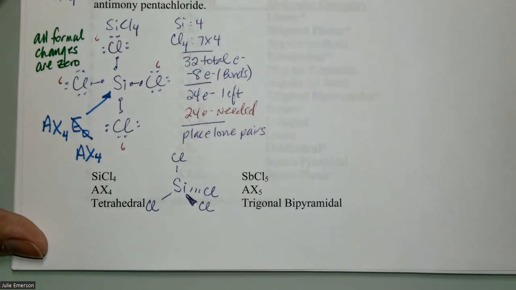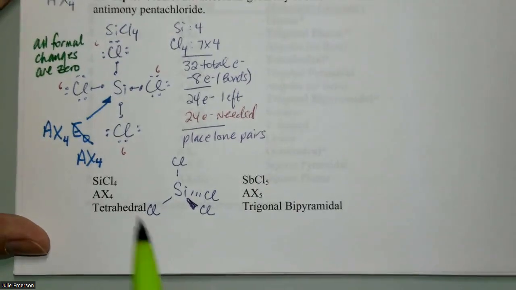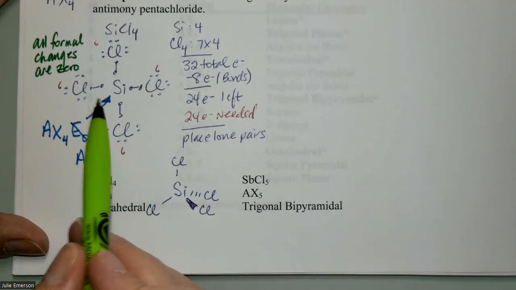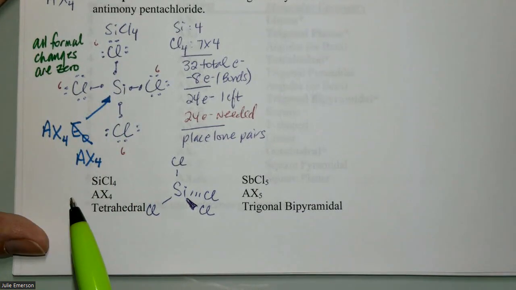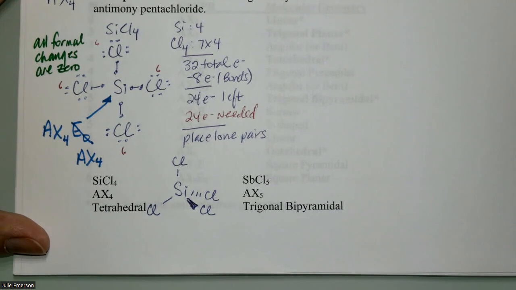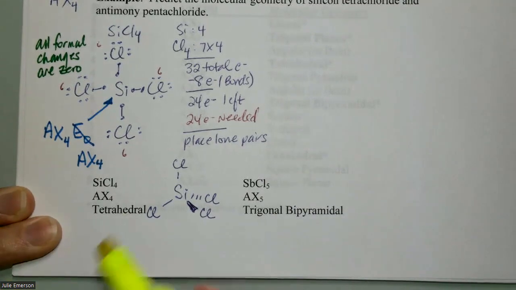The three-dimensional drawing for me was not helpful because I'm not good at it. You might be great at it, so that might be something that helps you. But the main point is that it's not 90 degree, 90 degree, 90 degree because we're not limited to two-dimensional space. We have a three-dimensional space. So all I need you to know is that AX4 is tetrahedral.